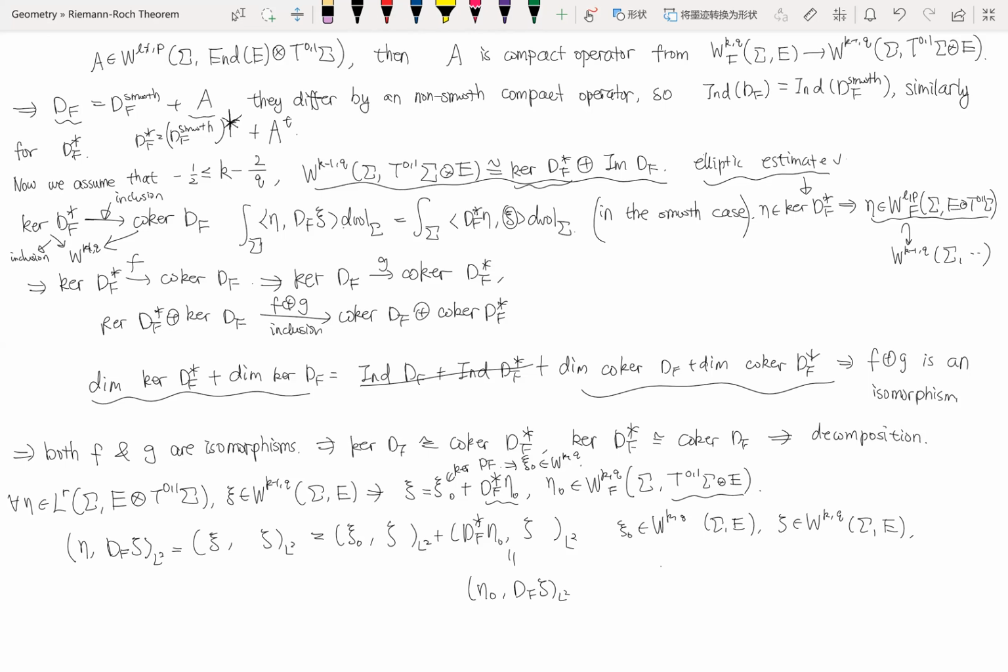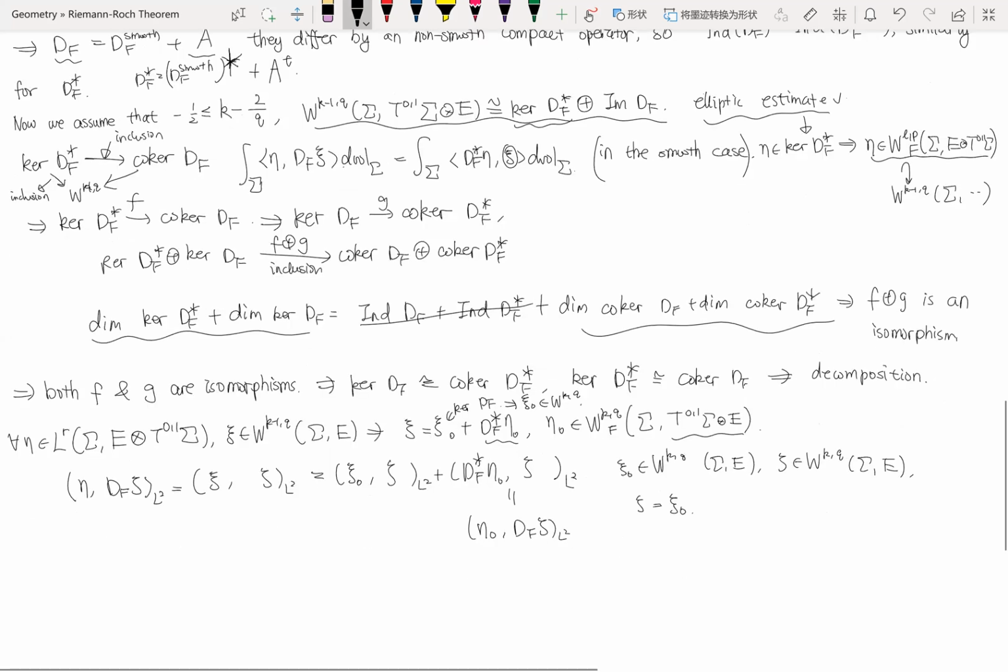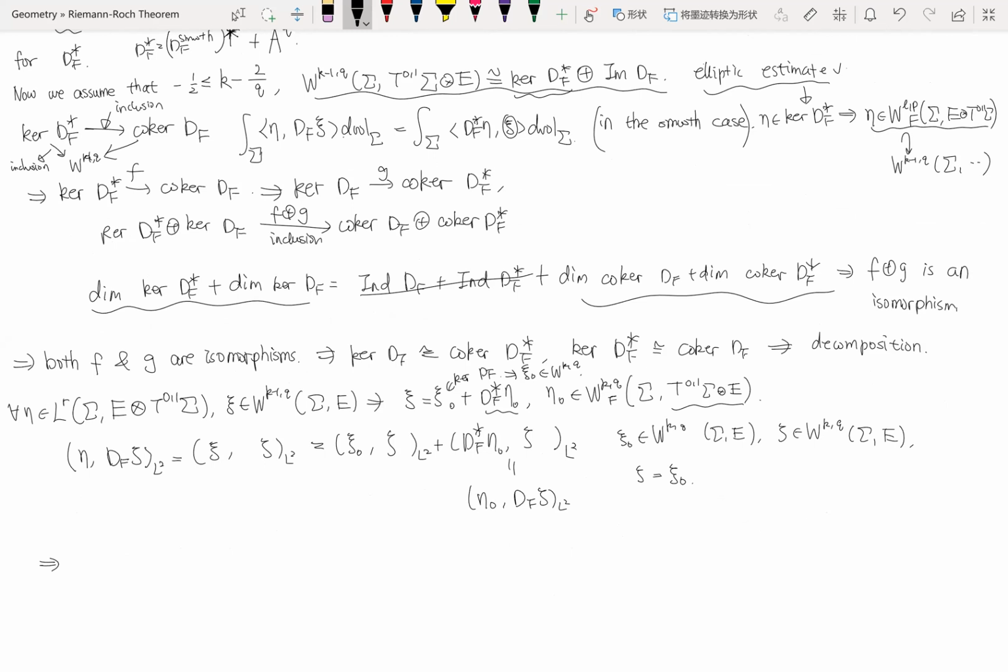Yes, when we pick zeta equal to zeta 0, we will obtain that the norm of zeta 0 squared is equal to the pairing of eta minus eta 0 with df of zeta 0. That's also the norm of this. But this is 0. So this tells us that zeta 0 is 0.